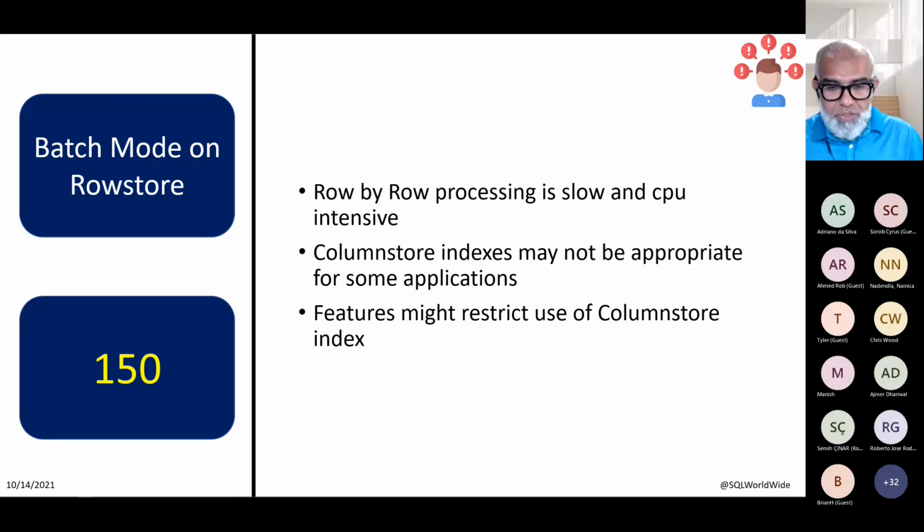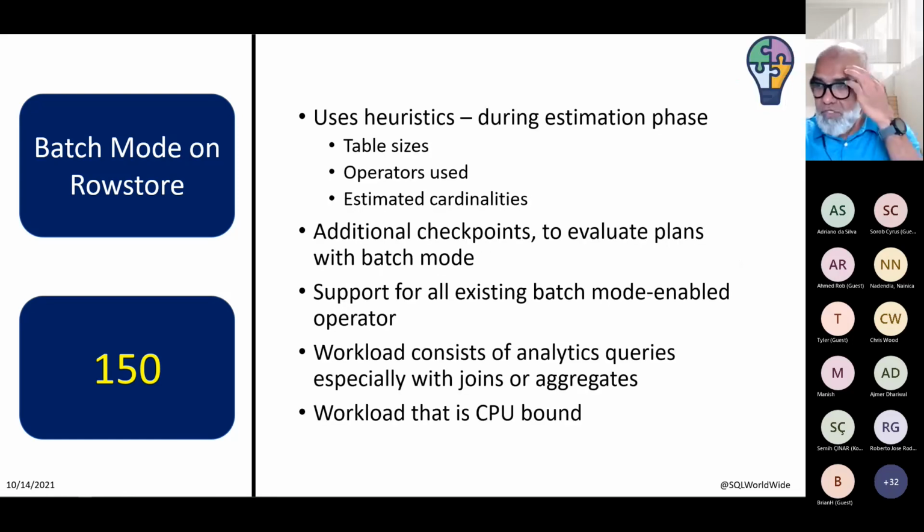So there was a request, and finally Microsoft said yes, rowstores, meaning your traditional B-tree indexes, can use batch mode. So this was introduced in 150. And like I said, any new feature that qualifies on batch mode, if your rowstore goes to batch mode, you should be able to take advantage of those.